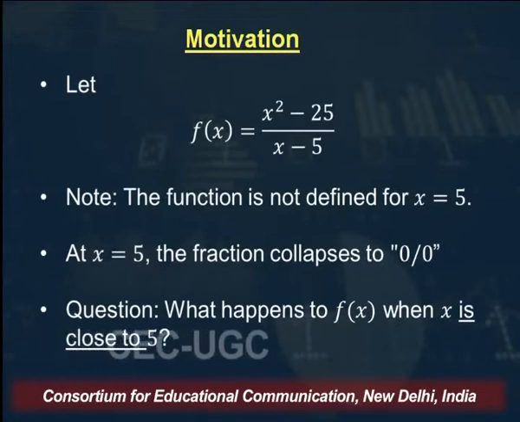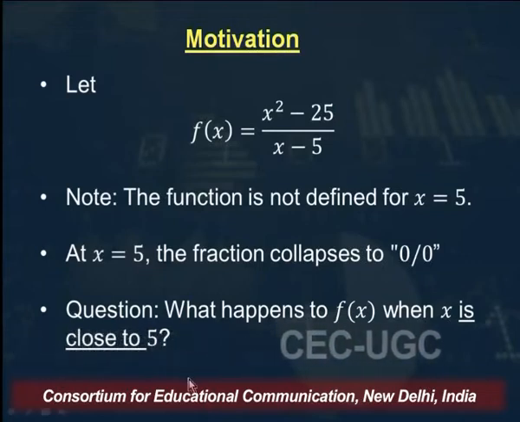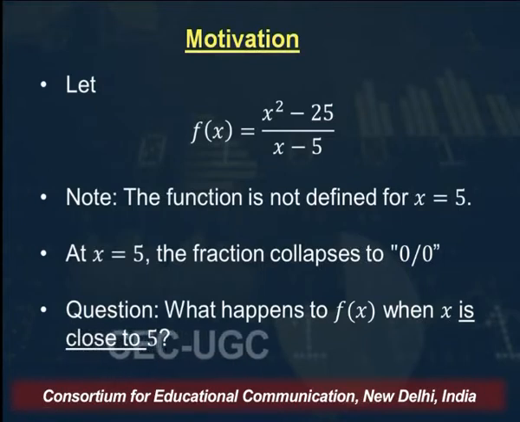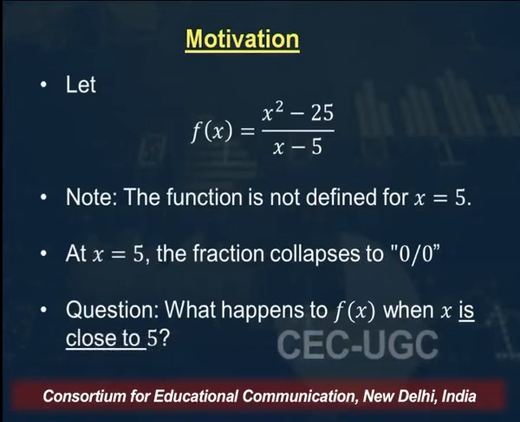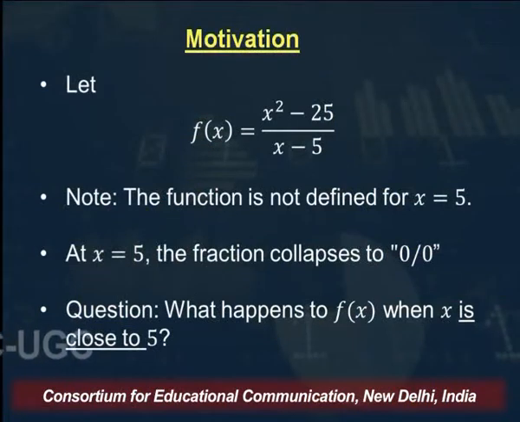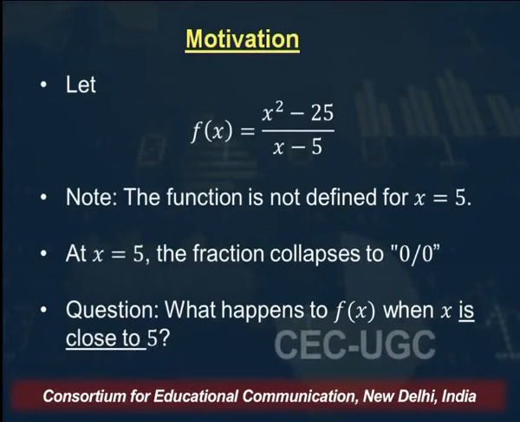So the point here is, okay, the function is not defined at x equal to 5, but can we still ask the question, what happens to the function as x comes closer and closer to 5? Right? That is the idea of a limit. We can ask the question, what happens to the function as x comes closer and closer to 5. Now I'll show you a visual here, which is actually the graph of this function. I'll explain in the second part of the lecture how this graph comes about.